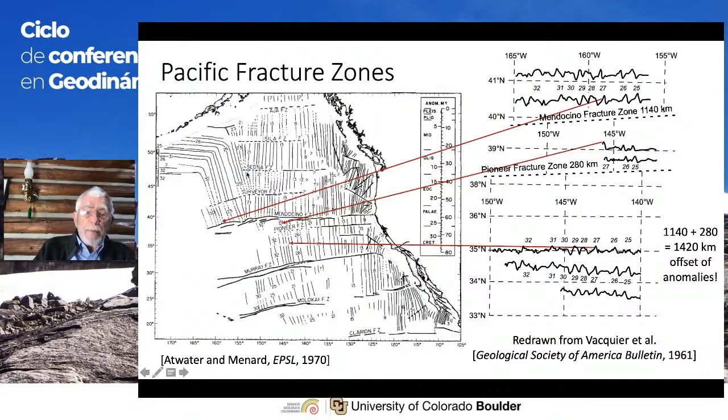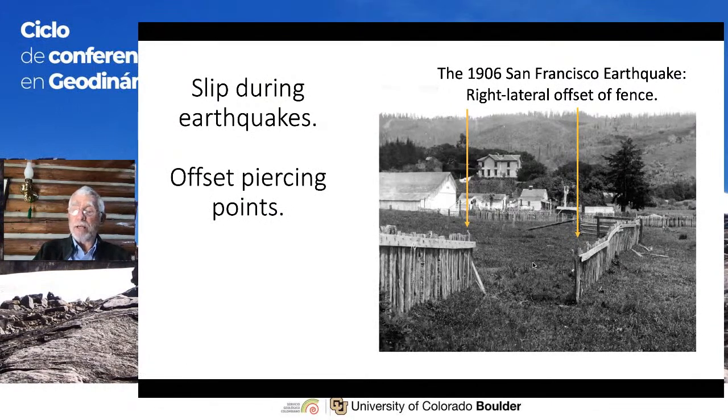If I blow this up and look at a more modern version of the magnetic anomalies, anomaly 27, you can trace all the way up to the Aleutians up in here. You can trace it all the way through. These magnetic anomalies cover a huge area. And you have this: add 1,140 to 280, you have 1,420 kilometers of left lateral offset between the magnetic anomalies that are very clear, as you can see here. And of course, every geologist has an image of what happens during an earthquake.